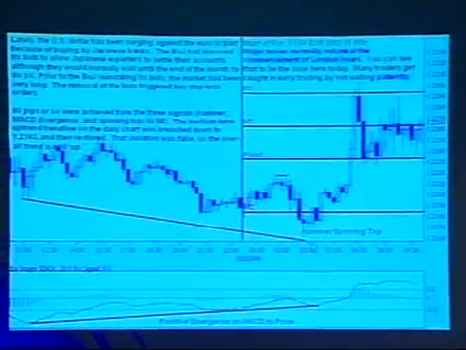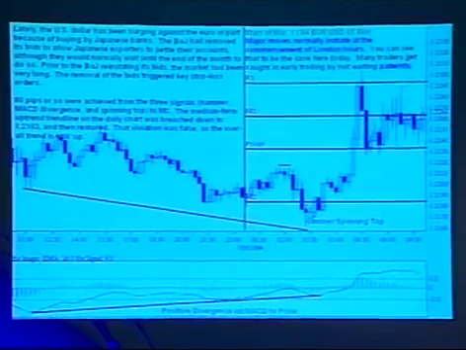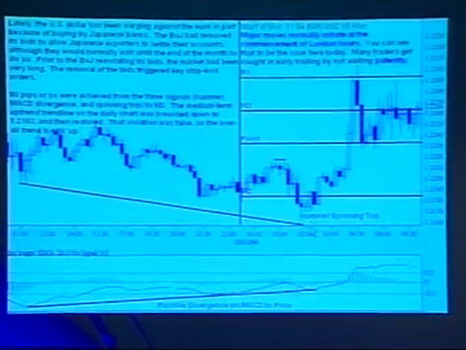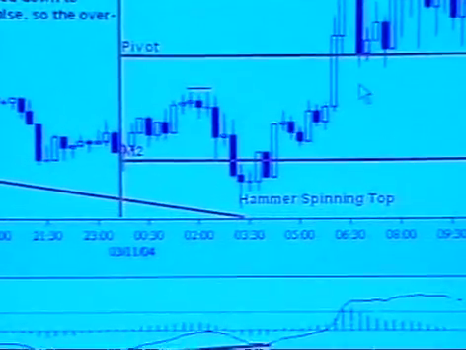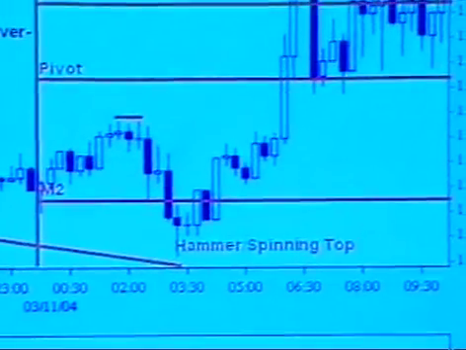What I'm saying on this slide is just reinforcing that this major move started at the beginning of the London session, and you can see that it went up quite dramatically.